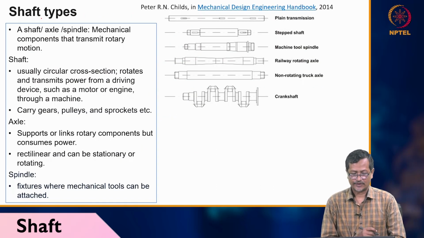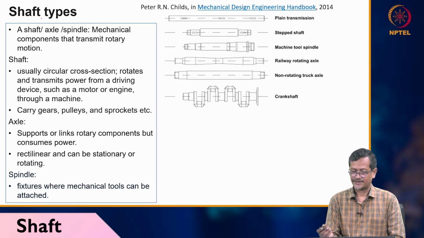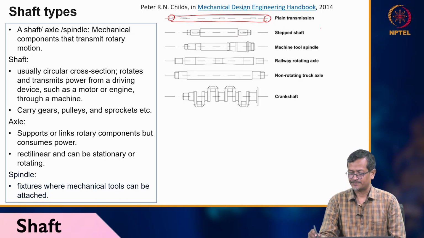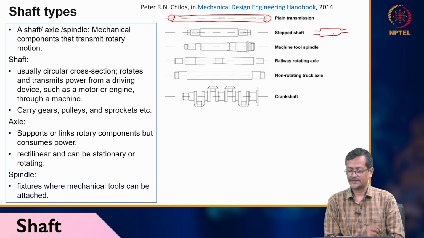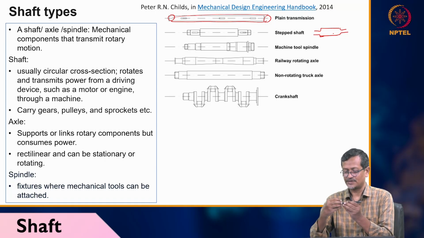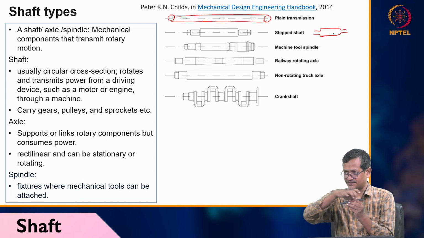Whenever I'm talking about shaft, there are different types. You can see the right side picture. Plain transmission shaft is a simple cylinder. And there will be step shaft. Step shaft means the shaft diameter is like this, then maybe there will be one necking and reducing diameter. Why reducing diameter? Because in certain areas you may need a very high amount of strength, in certain areas you need a lesser amount of strength. So in certain areas you need larger diameter, in certain areas you need smaller diameter.